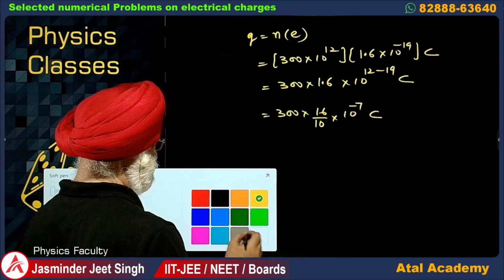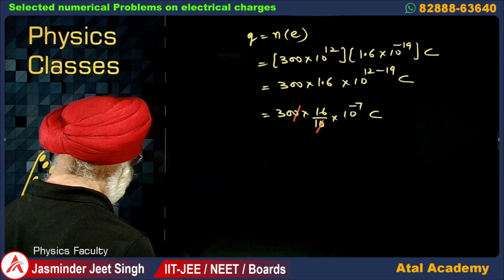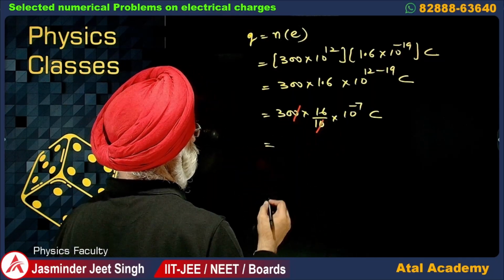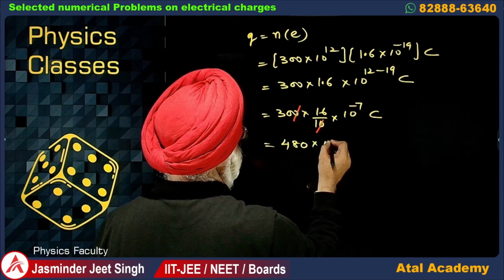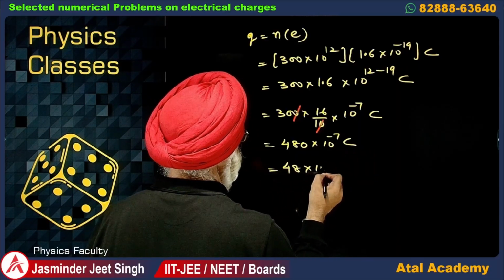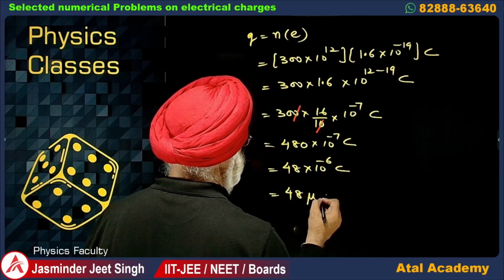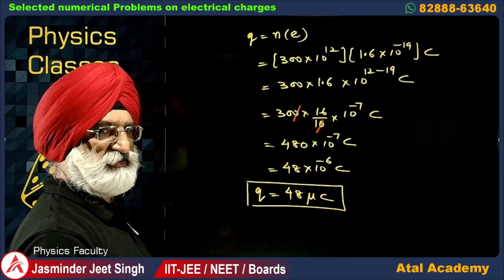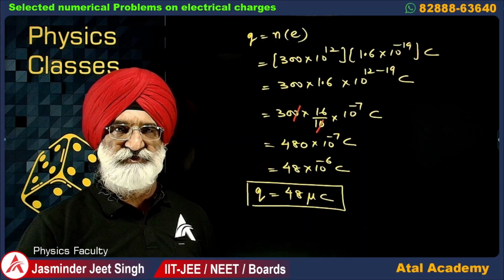The 0 will cancel. We will be getting 16 into 3 is 48 into 10 to the power of minus 7 coulombs, or we can say 48 into 10 to the power of minus 6 coulombs, 48 microcoulombs. This is the additional charge which the body will acquire after 2 minutes.